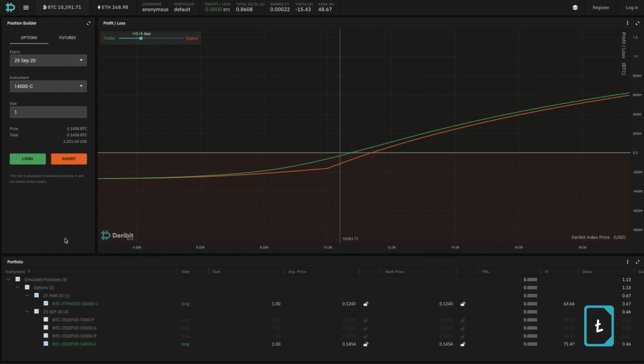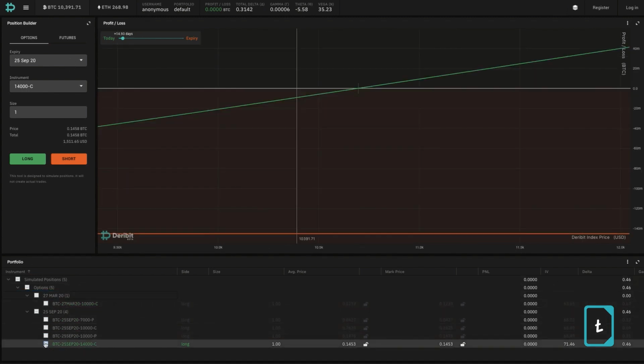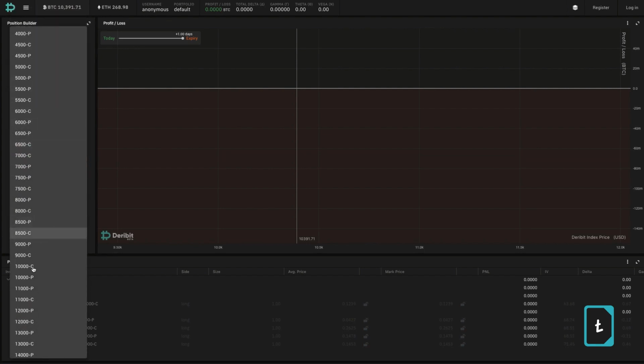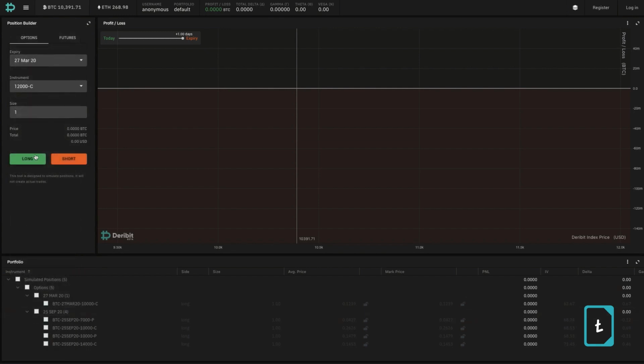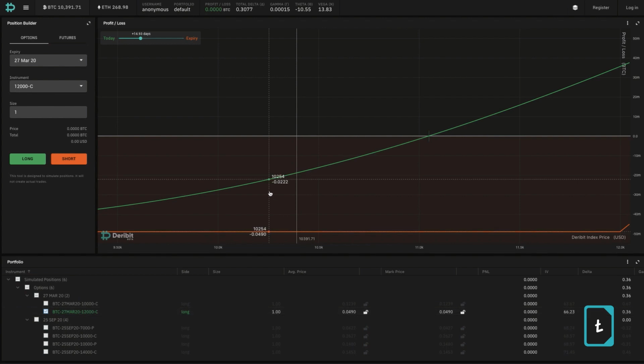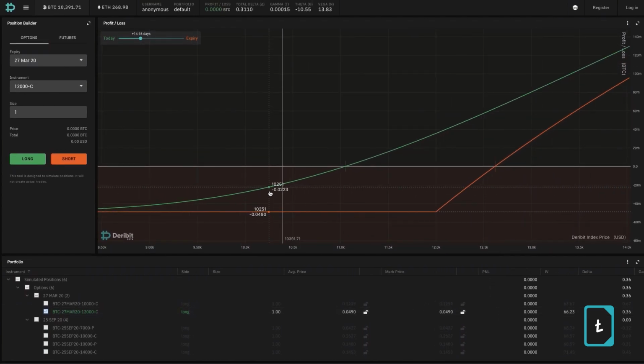And then there's another concept where you might create something called a spread. So in this case, I'm going to get rid of both of these. Let's say you think Bitcoin is going to go up between now and March, and let's buy a $12,000 call. We're going to long it. That one costs us 0.05 BTC. That's fine, but we don't necessarily know that Bitcoin is going to move right this moment.